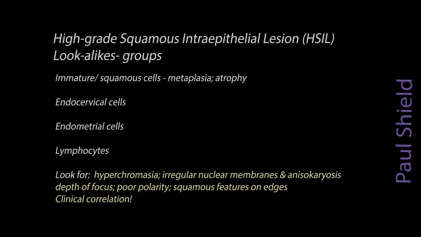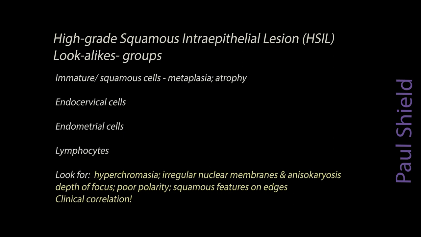So in summary, high-grade SIL can be mimicked by other cells that form groups of cells, and that includes immature squamous cells, obviously squamous metaplasia, and atrophy where you sometimes have large sheets of parabasal cells. Endocervical cells can be tricky, particularly when they're reactive and they've got a bit of nuclear enlargement, variation and hyperchromasia. Endometrial cells can be tricky because they normally form three-dimensional groups that are fairly disorganized. And lymphocytes sometimes can clump together and look like crowded hyperchromatic groups.